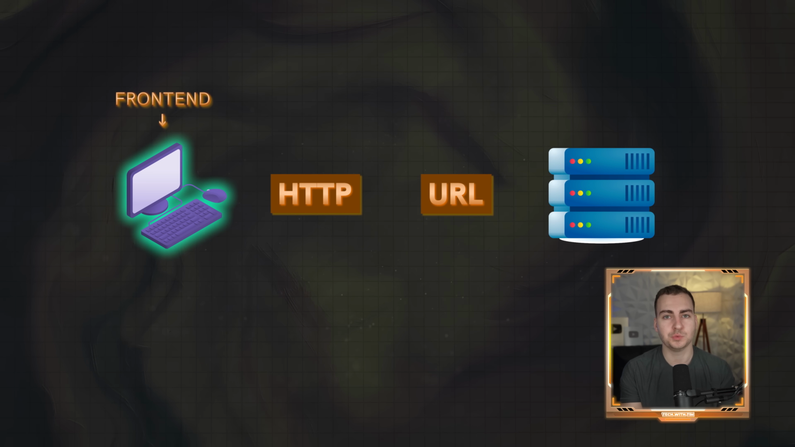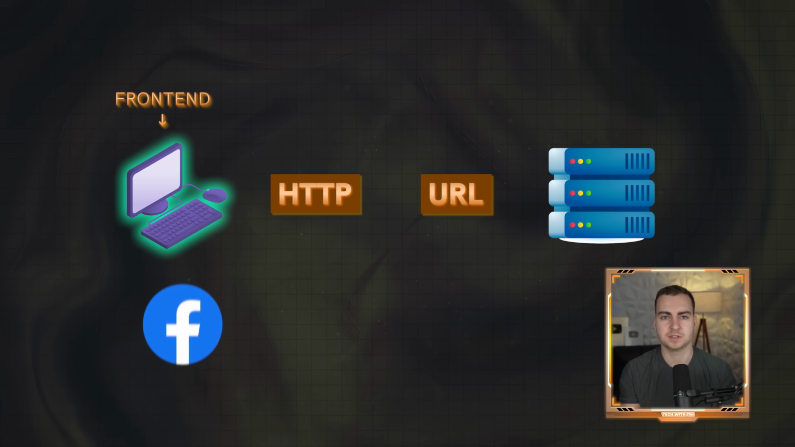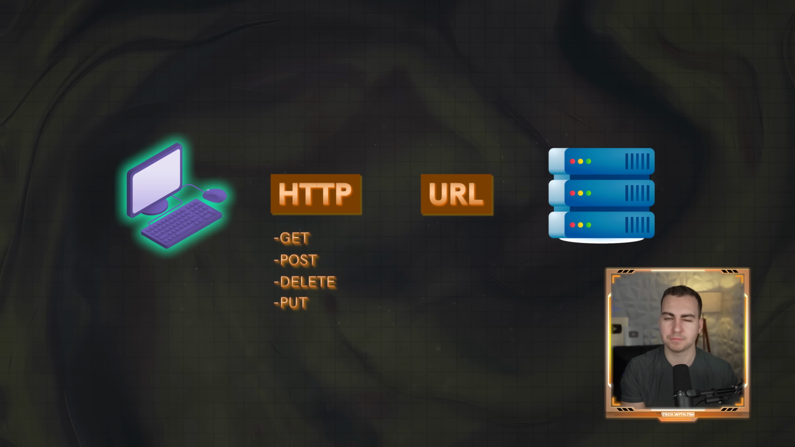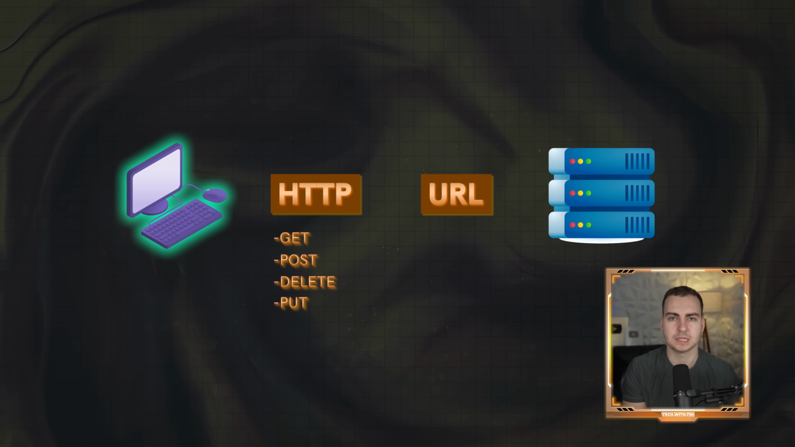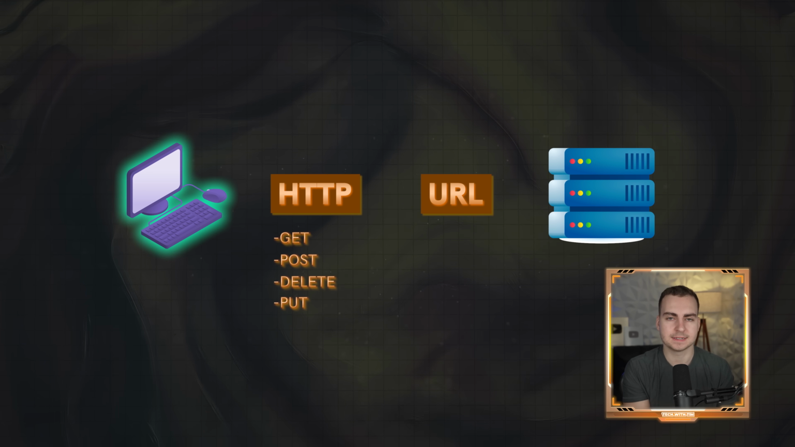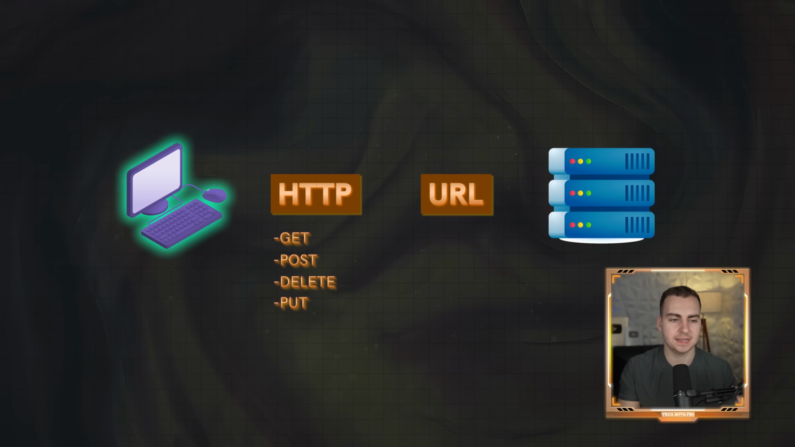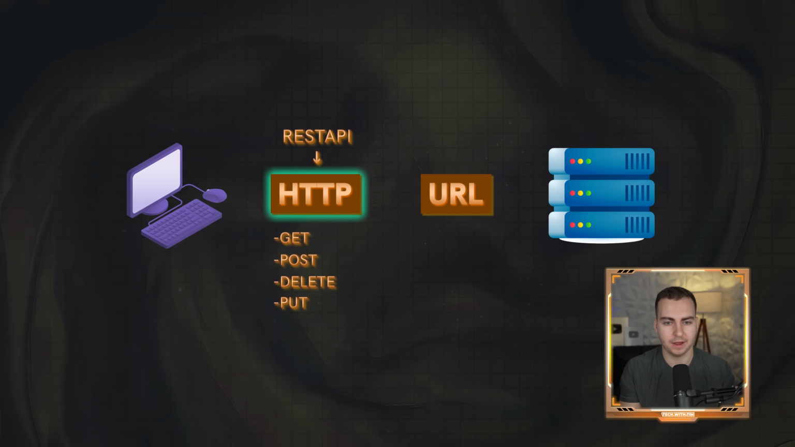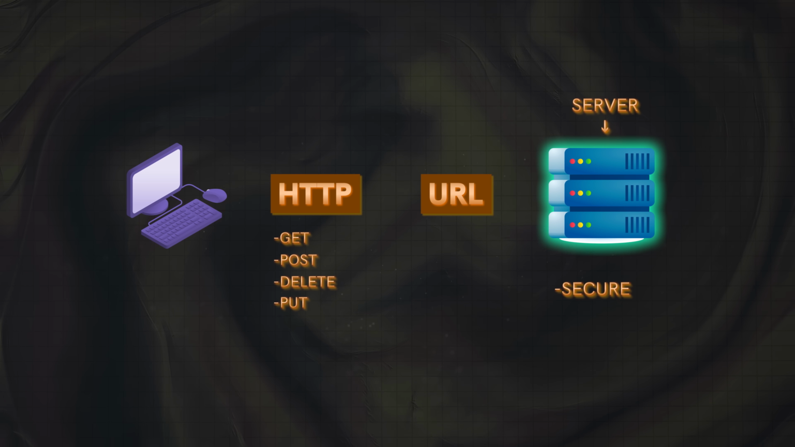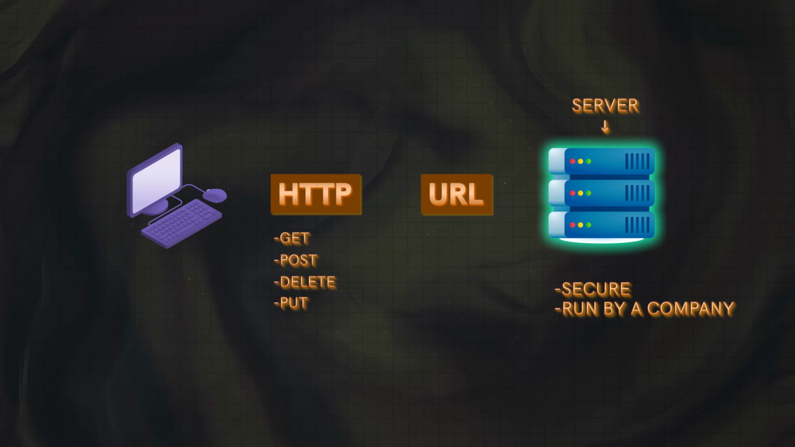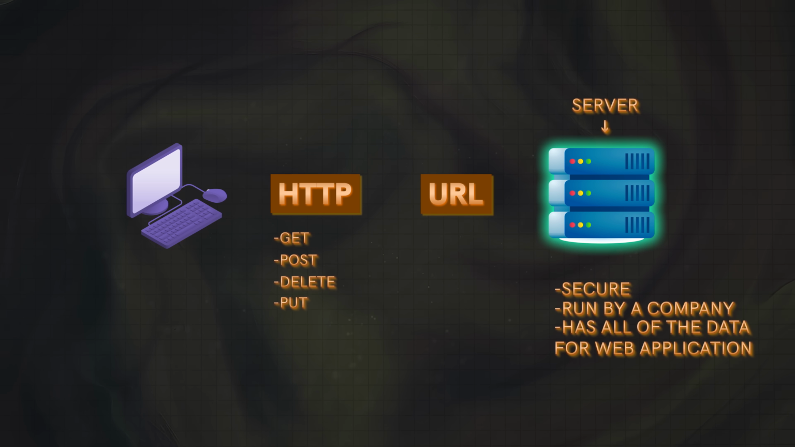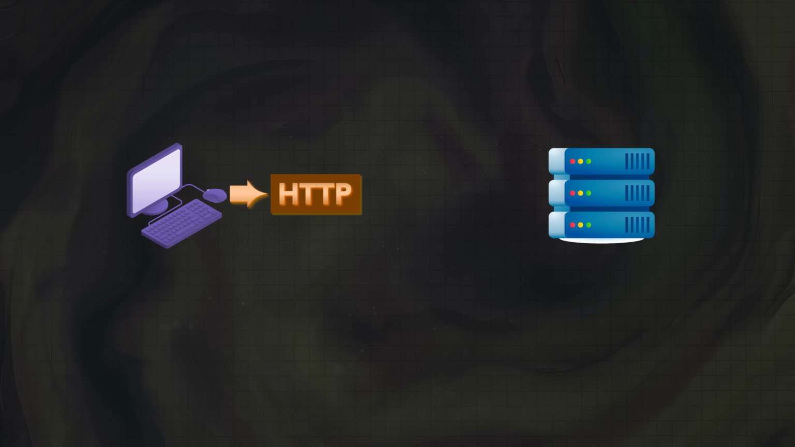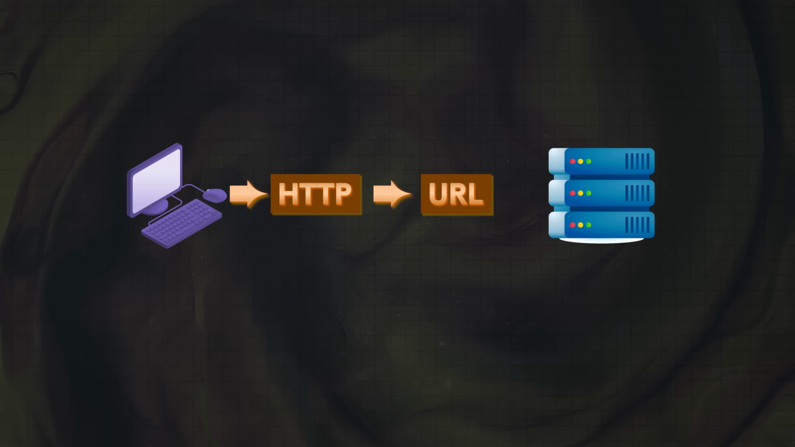The front end is what you interact with as the user, something like Facebook.com or Instagram.com, where you're actually submitting a form or making a post or viewing comments or something along those lines. Now, when you're using that client, behind the scenes, what's happening is it's sending these HTTP requests using something called a REST API. So we have this server. The server is secure, it's being run by some kind of company, and it has all of the data for the web application. So when you make a new post, for example, you send an HTTP POST request to a particular URL on this server.